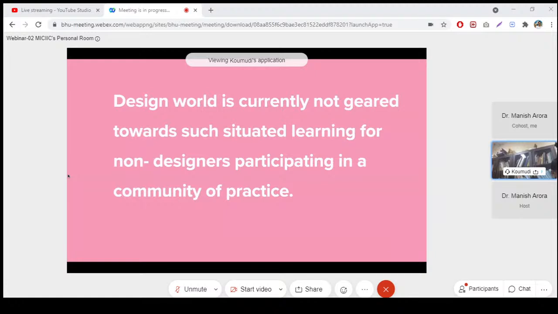Design world is currently not geared towards such situated learning for non-designers participating in a community of practice. Self-organized learning methods, of course, exist. For example, Etienne Wenger has written a lot about it. But scaffolding the learning path will strengthen the emergence and sustainability of such communities, for which the designers and the design world have to work quite a bit.